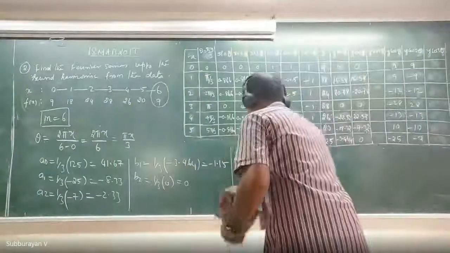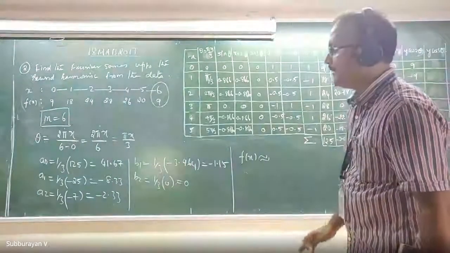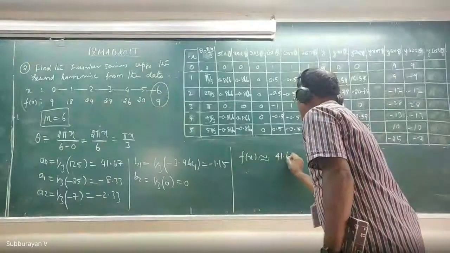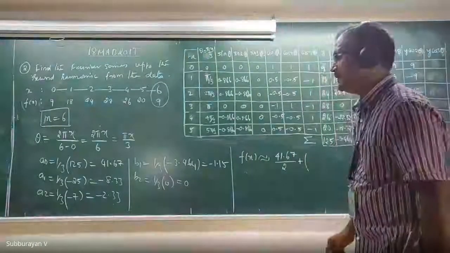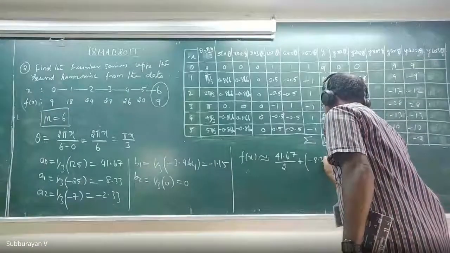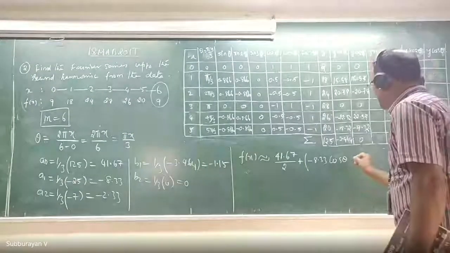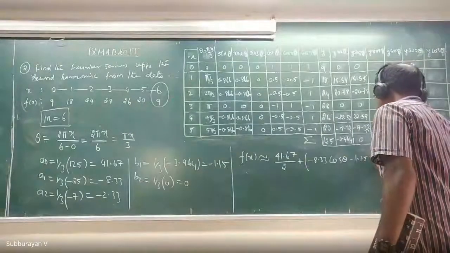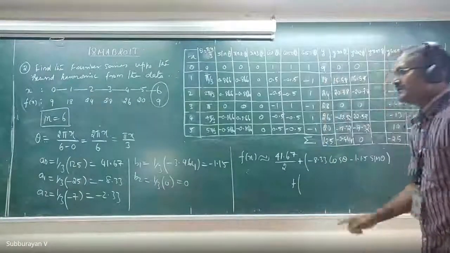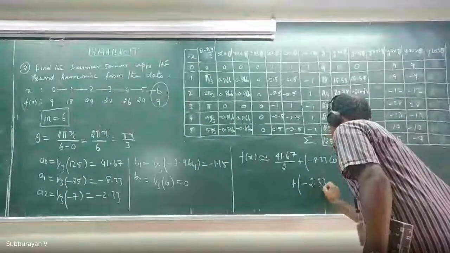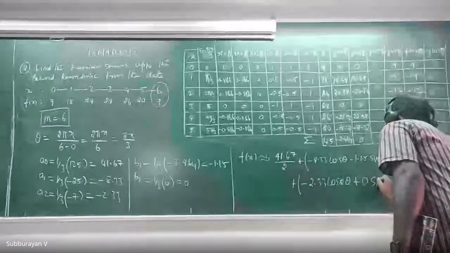Now, our f of x is approximated as a0 by 2, that is 41.67 divided by 2, plus a1, that is minus 8.33 cos theta minus 1.15 sin theta, plus a2, which is minus 2.33 cos 2 theta plus 0 into sin 2 theta.